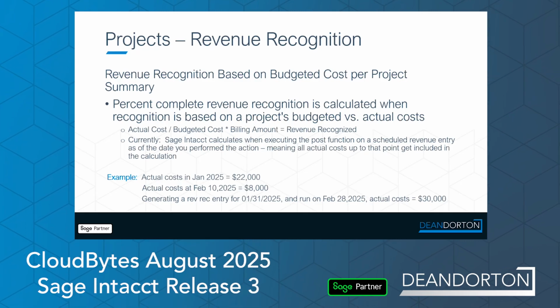There is an option going forward for revenue recognition based on budgeted cost per the project summary. So percent complete RevRec is calculated when recognition is based on a project's budgeted versus actual cost. So this is an ability to use budgeted costs to recognize your revenue on a project.